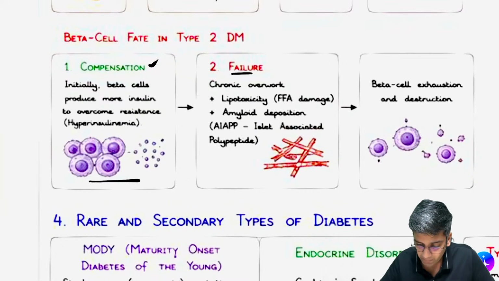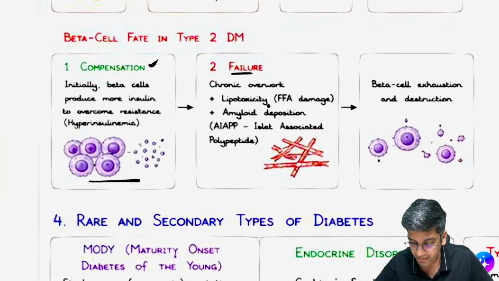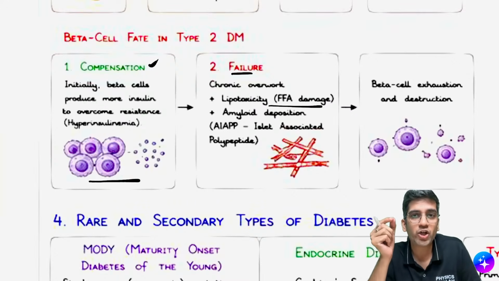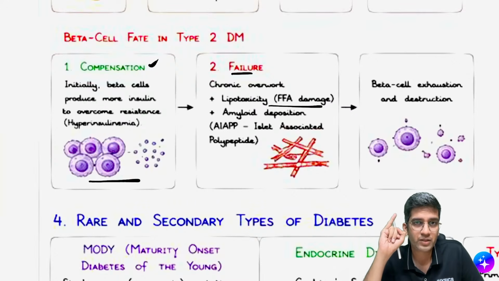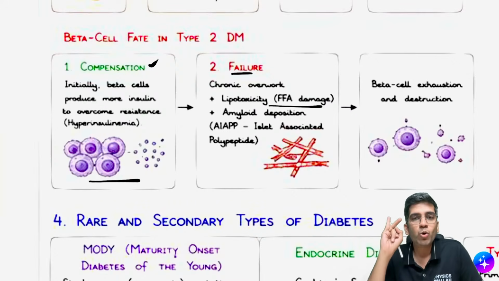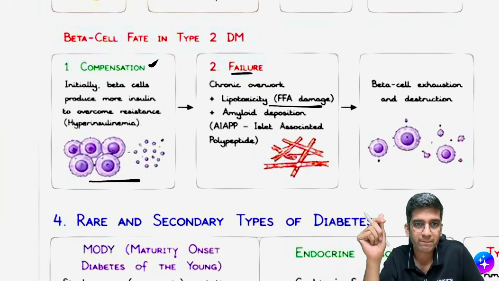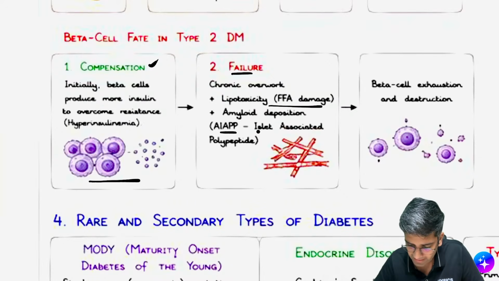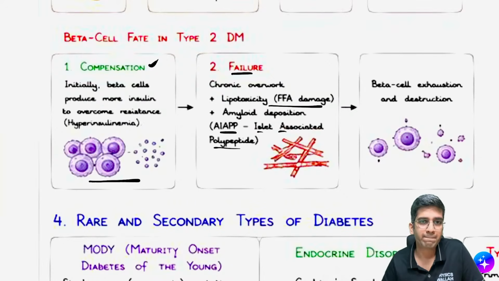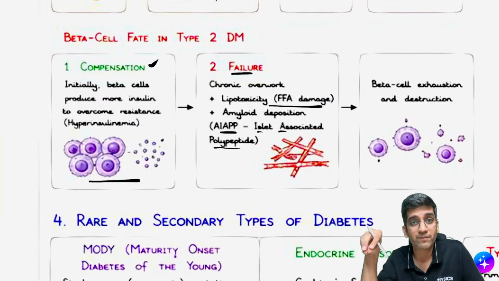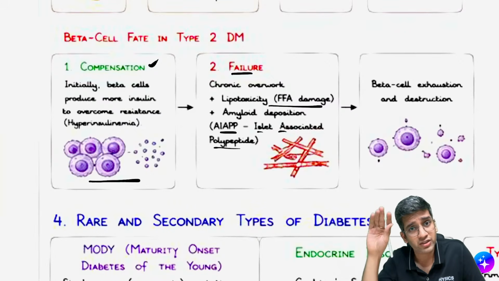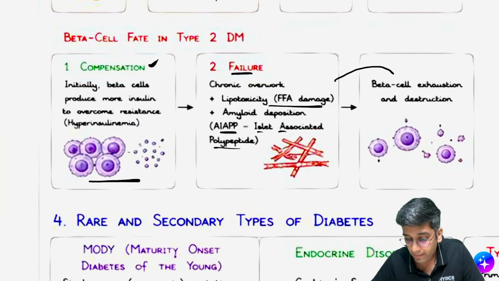But this will fail over a period of time. Over chronicity, the adipose tissue itself is directly toxic to the beta cells. First problem. Second problem, the more and more insulin you produce, as we read in the amyloidosis chapter, I'll have the insulin's breakdown product. That is your IAPP, islet amyloid polypeptide. That gets deposited there. Will amyloid cause destruction? It will. So over the period of time, beta cells will get exhausted, beta cells will get destroyed.